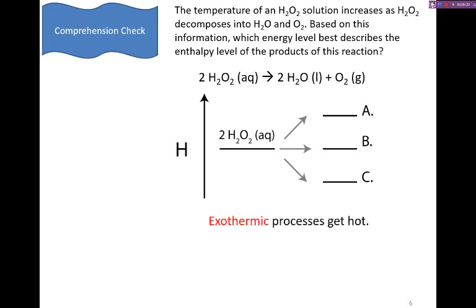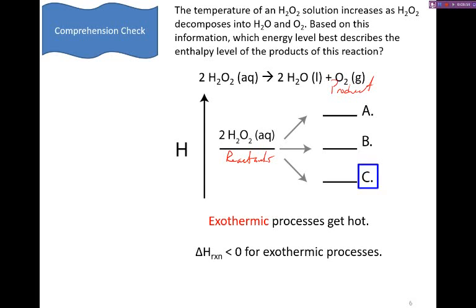Well, we know that exothermic processes give off heat. And so if we're observing the temperature with a thermometer, it will observe an increase in temperature. That means then that we have to have a negative enthalpy of reaction. And so the enthalpy of our products must be lower than the enthalpy of our reactants, which means that it has to be answer choice C.